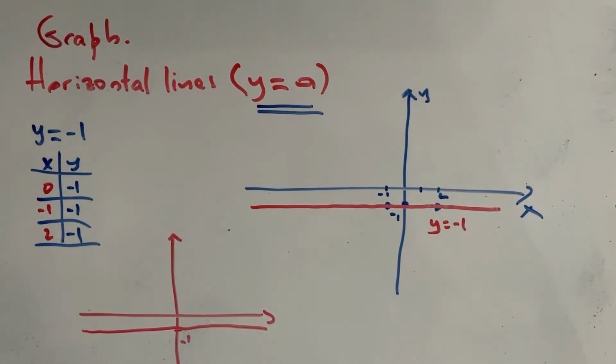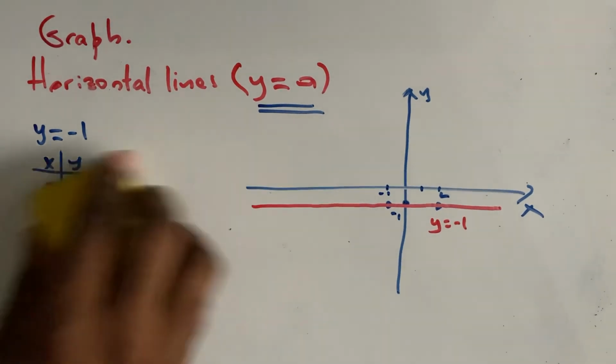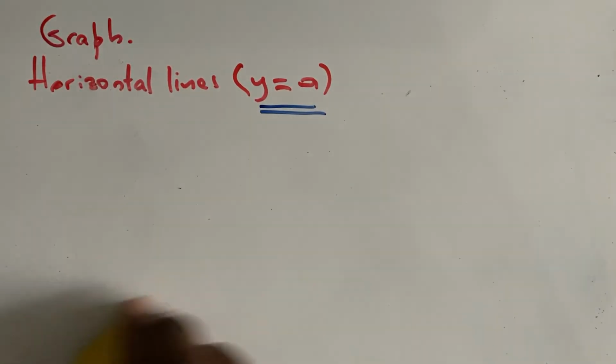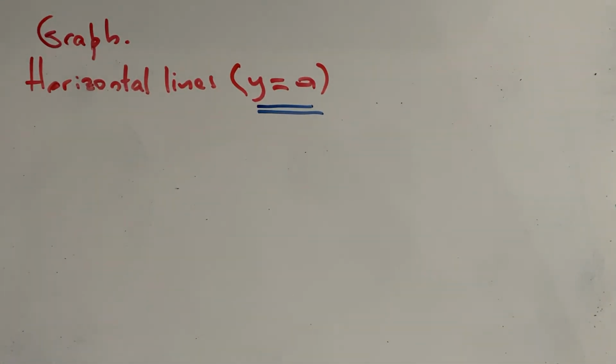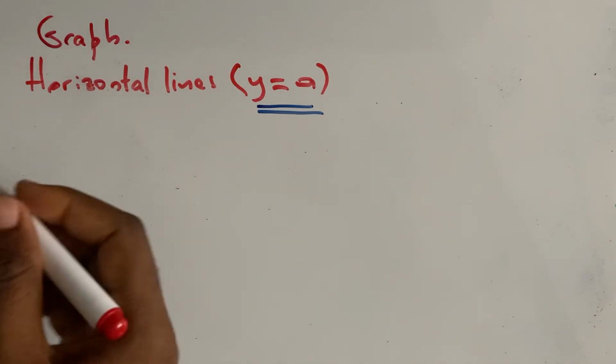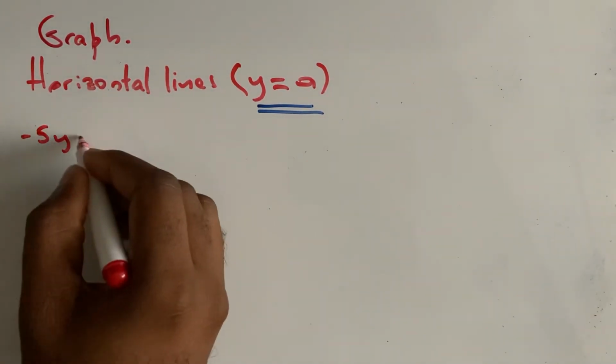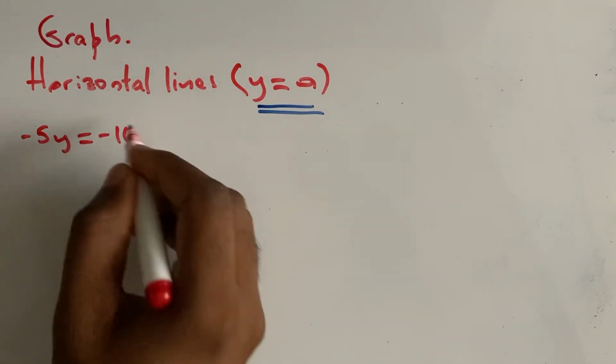Let me try another one. See if this can make sense to you. Let me show you another one. Now let's say it was given to you like this, okay? Like -5y equals -10. -5y equals -10, okay?